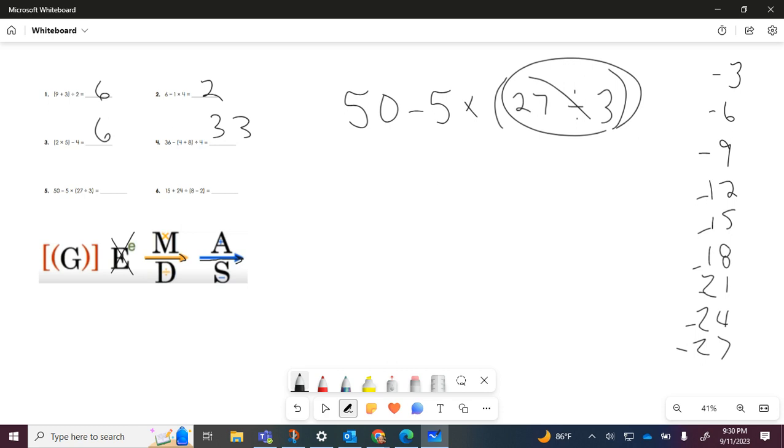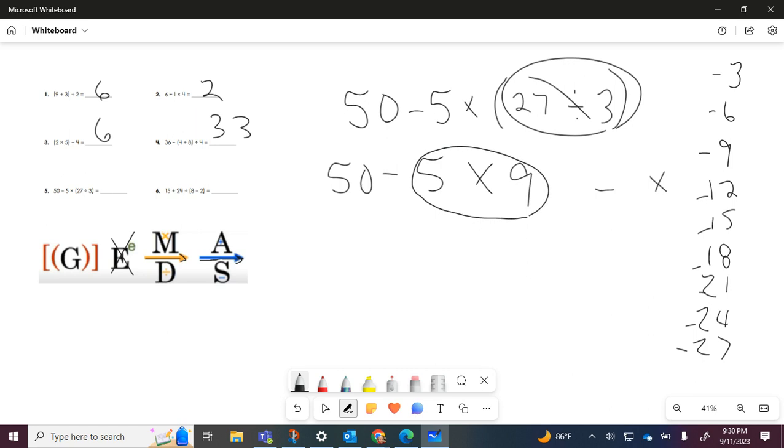So now that I solved everything in those parentheses and there's no number attached to it, I can go ahead and get rid of my parentheses. Then I'm going to bring everything else down. So 50 minus 5 times 9. Now I've got subtraction and multiplication, so multiplication comes before subtraction.